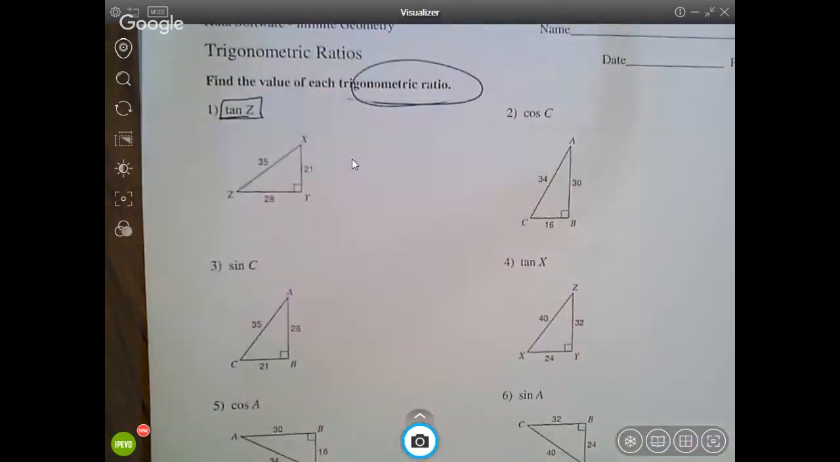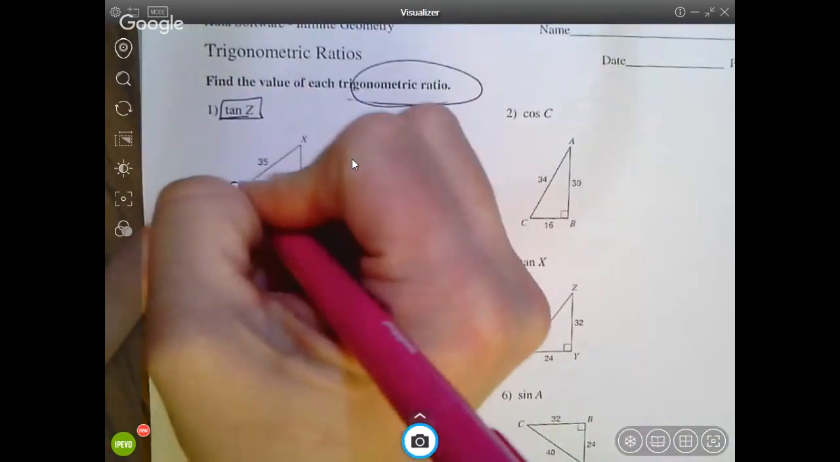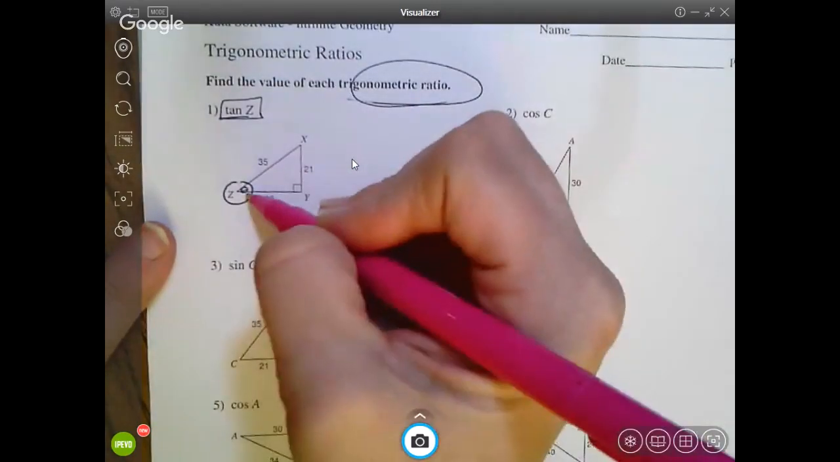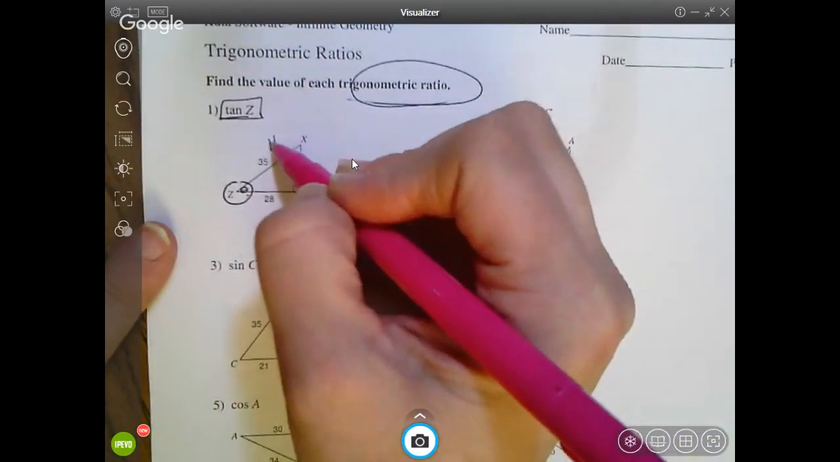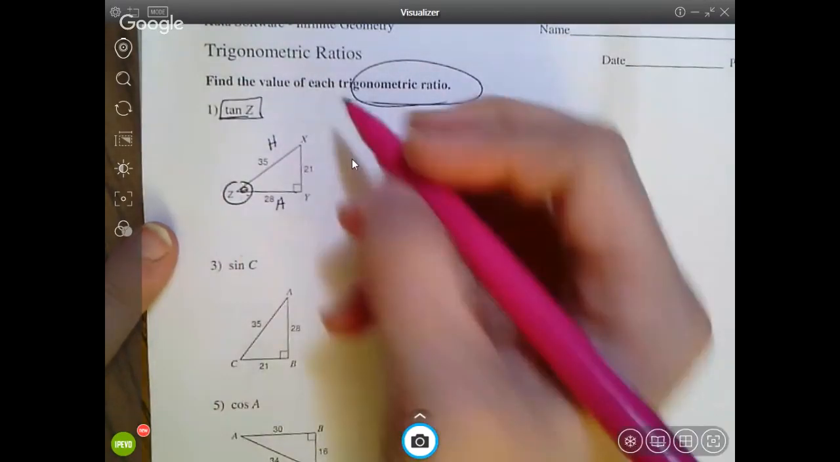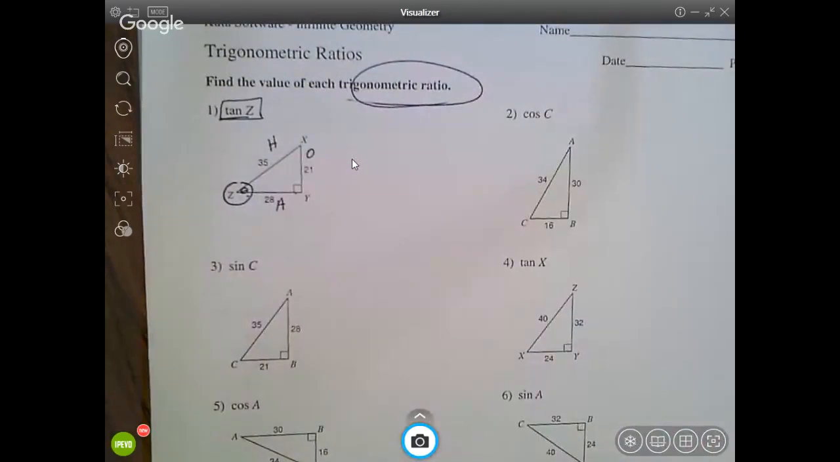This says tan z. So that means z is my theta. That means that if this is my theta, here's my right angle, this is my hypotenuse. These are my 2 important angles. So this is my adjacent, this is my opposite.